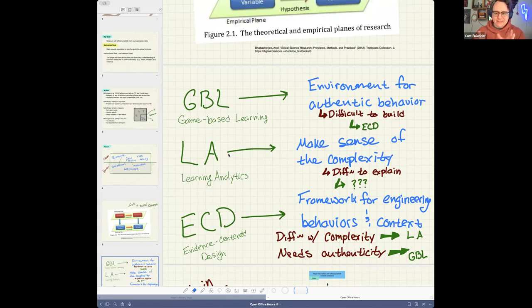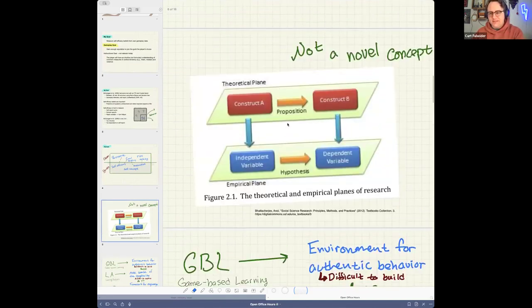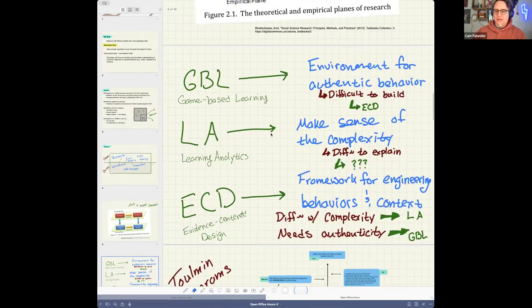To tackle that goal and go about this approach, I'm utilizing game-based learning, learning analytics, and evidence-centered design. The game-based learning gives us the environment for authentic behavior, but games are difficult to build, which I'm experiencing now. But the ECD helps with building the game-based learning because it provides a framework for choosing behaviors and designing the games. The learning analytics helps us make sense of the complexity.